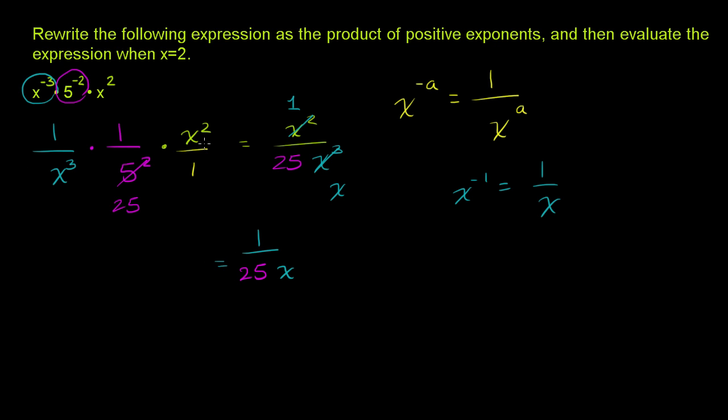Now, they want us to evaluate it when x is equal to 2. So if x is equal to 2, we get 1 over 25 times 2, which is equal to 1 over 50. And we are done.